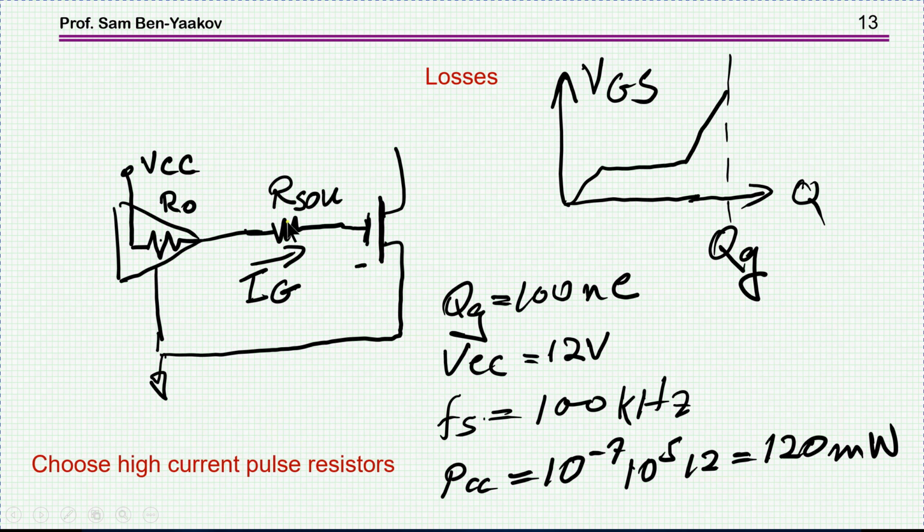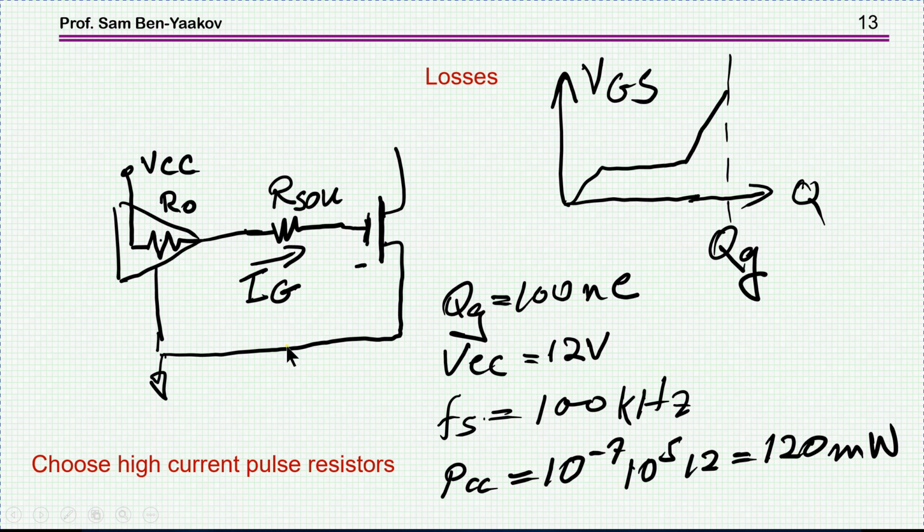Let's take a numerical example here. Suppose again it's 100 nanocoulomb the gate, supply of 12 volt, switching frequency 100 kilohertz. We find that for this particular case, the total power coming out of the source is 120 milliwatt. 60 milliwatt is going to be dissipated by the resistors. Now, this is at low frequency, say 100 kilohertz. It's fairly low, but obviously it's linear with the frequency. So the higher the frequency, the higher will be the dissipation.